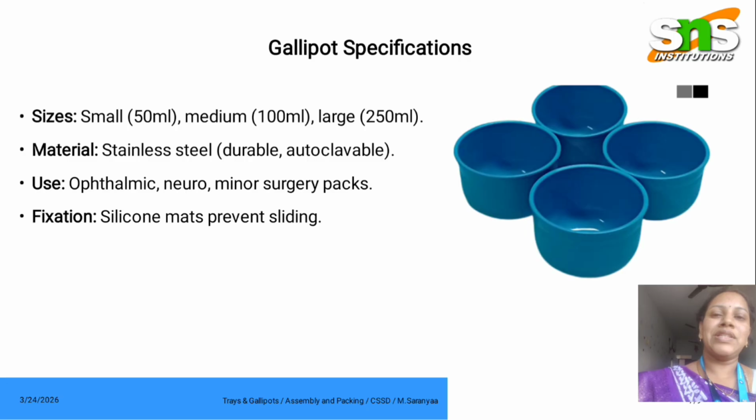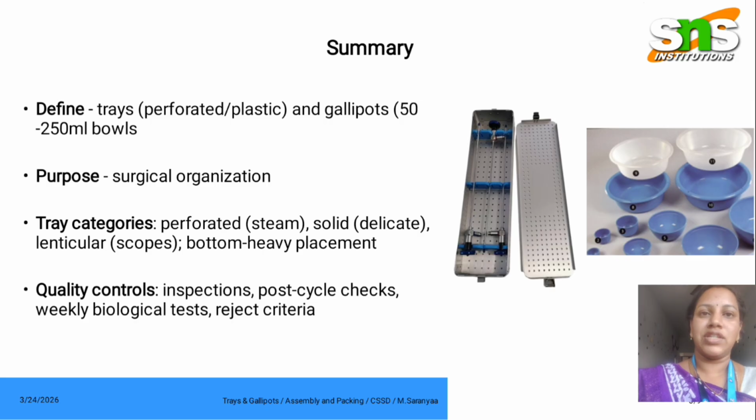There are certain specifications available for the gallipots. Here are the sizes. That is 50 ml, 100 ml and 250 ml are the various sizes of gallipots. So the material is mainly stainless steel for proper heat absorbing capacity, and there are also heat sensitive ones. And certain uses of ophthalmic, neuro and minor surgical packs are also present. And silicone mats prevent sliding. That is a main fixation.